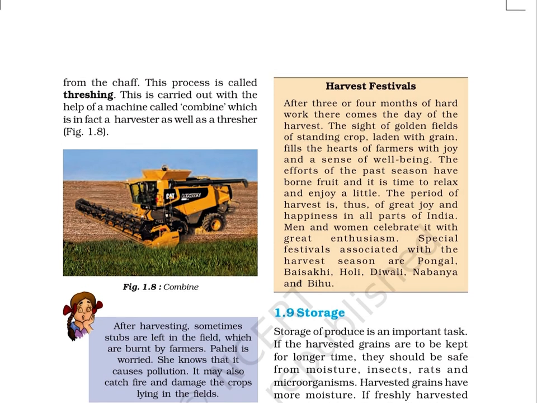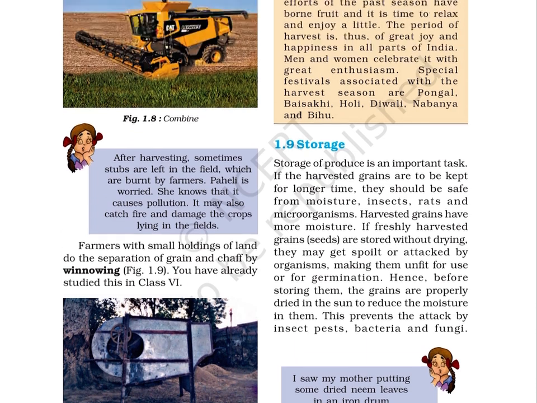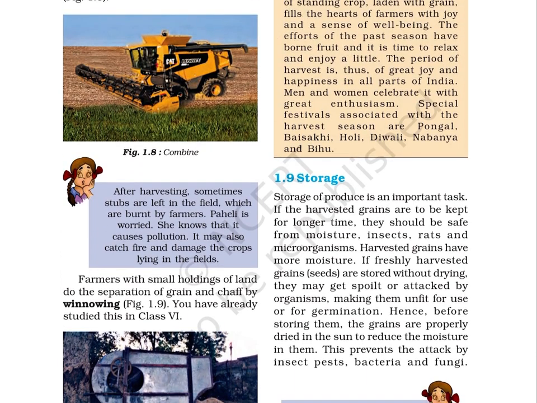This process is called threshing. This is carried out with the help of a machine called a combine, which is in fact a harvester as well as a thresher, as shown in figure 1.8. In figure 1.8, we can see a combine.